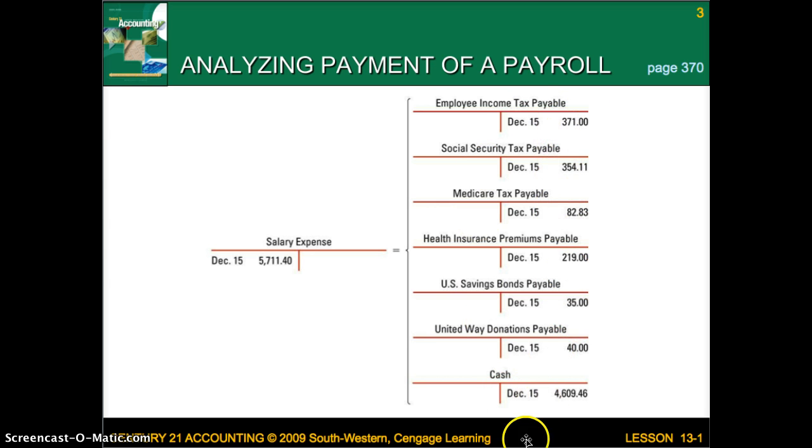So we have our cash credit, what we're paying out, and then we have things that are going to employee income tax, Social Security, Medicare, health insurance, any savings bond, United Way. That would just be like a donation that this company will give out, and obviously our cash, like I said prior.